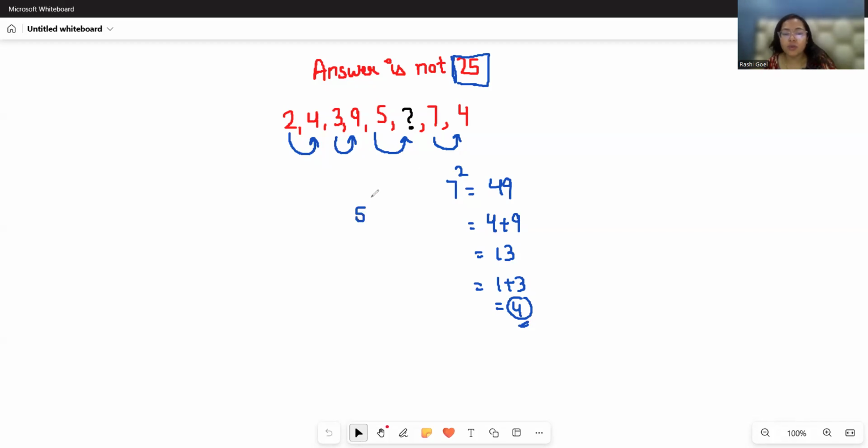So what is 5 square? It's 25, and 2 plus 5 is 7. So what replaces the question mark? 7. I hope it's clear and you find it useful.